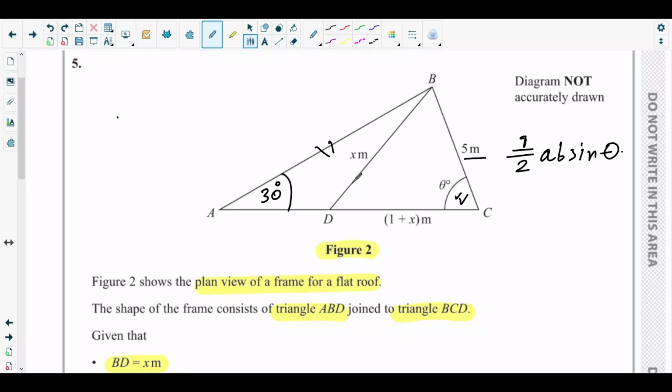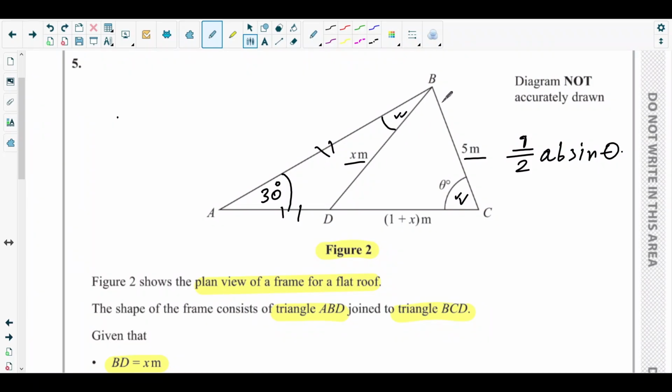To find the length of AC, only AC is unknown. We know the length of CD, so we need to figure out the length of AD. To figure out the length of AD, the length of x is known, we know the angle, so we will use the sine rule. To use the sine rule, we will need this angle.